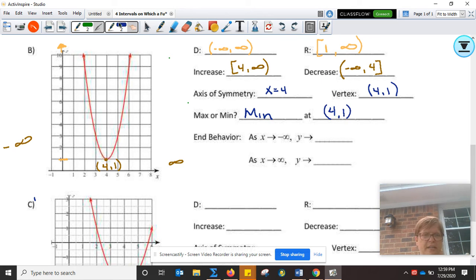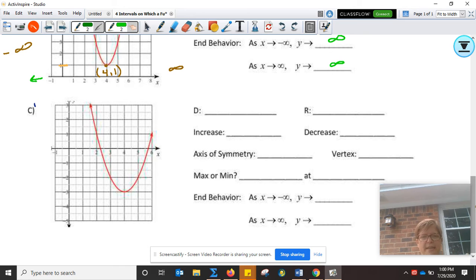Okay, now let's find our end behavior. Our end behavior as x approaches negative infinity. As x goes this way, what's happening to our y? It goes to infinity, it gets larger. As x approaches infinity, our y's are still getting larger. Okay, since we're doing quadratics, these two are going to be the same, your end behavior only on quadratics. Okay, now pause it and try the last one on your own and we'll do it together.